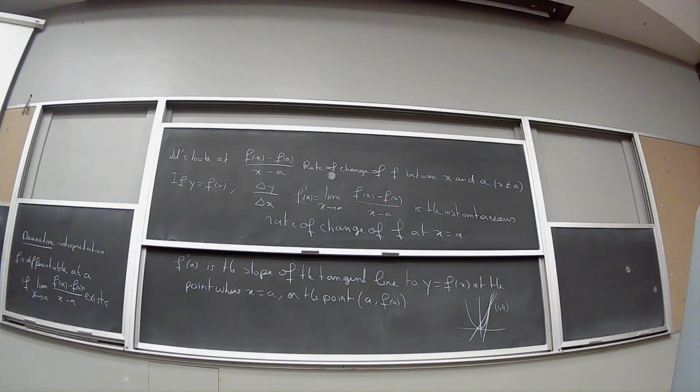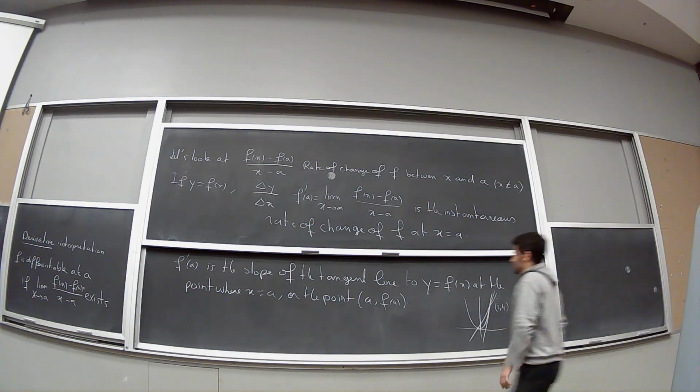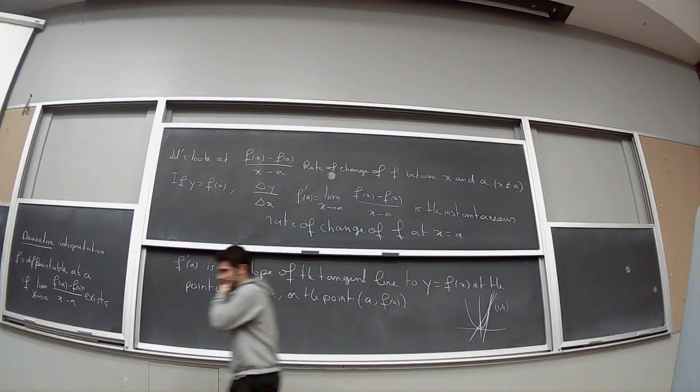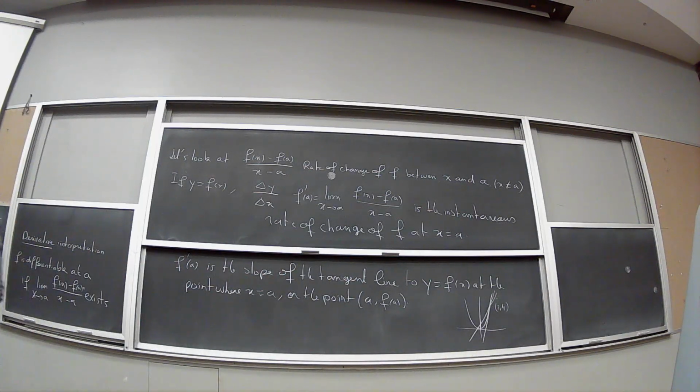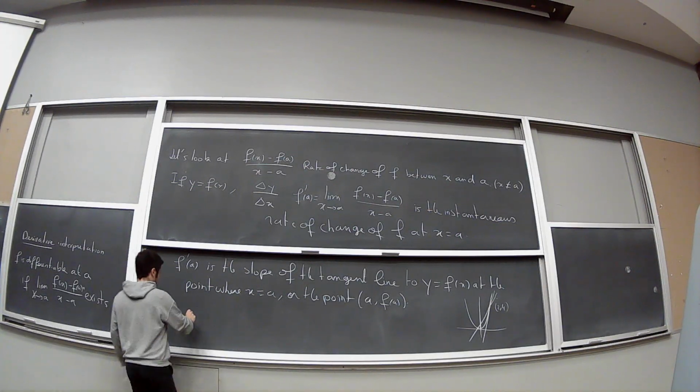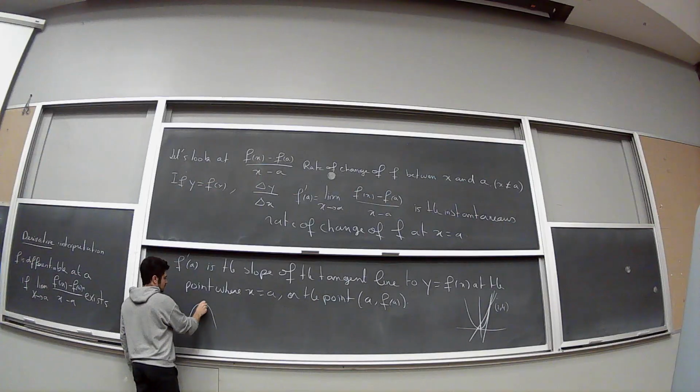Now if f prime of a is 0, you kind of have a place where, I won't talk a lot about this, but we will see later. For example, f prime of a is 0, you have something like that. You may have, so for example, take f of x, this is f of x.